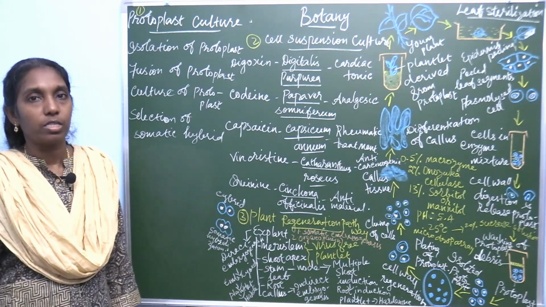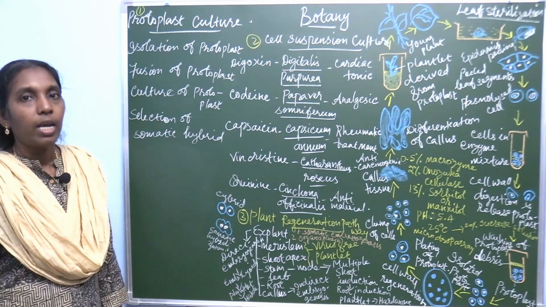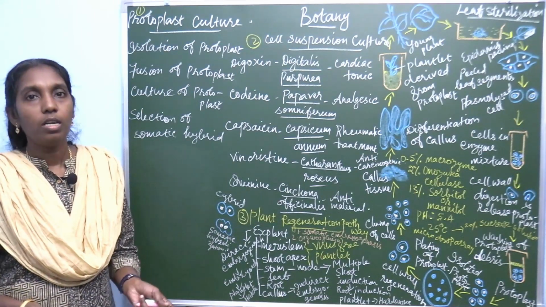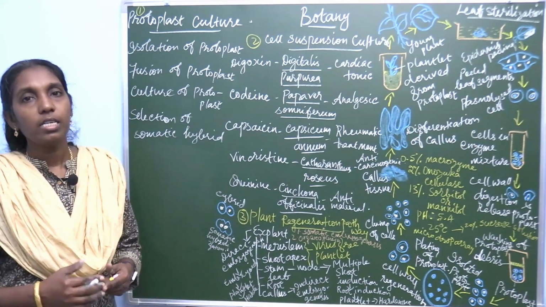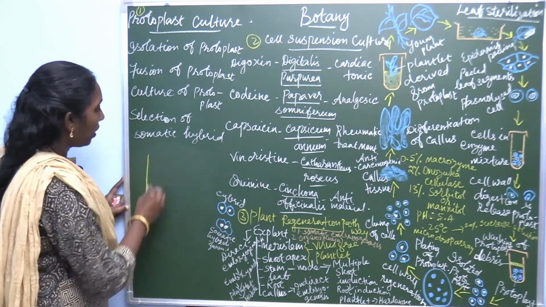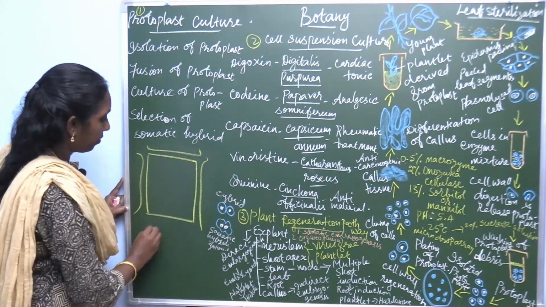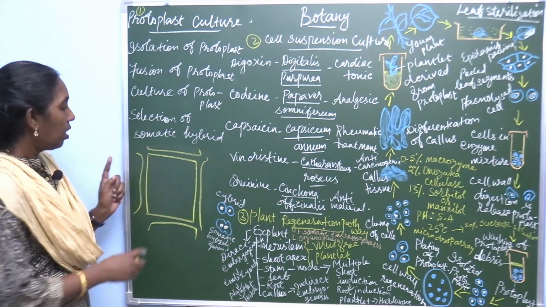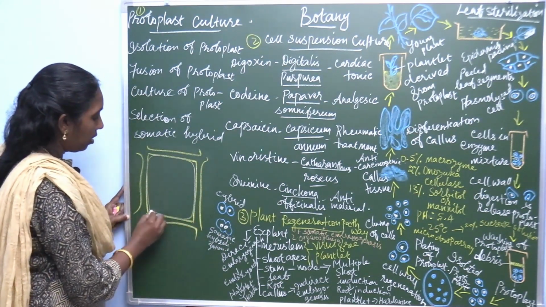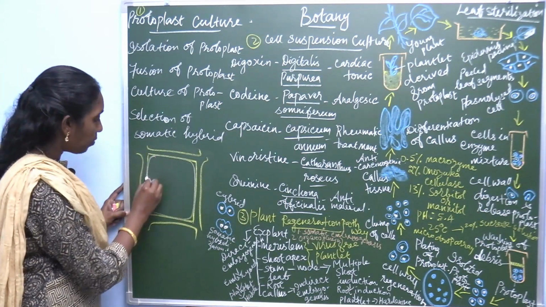Protoplast culture, 5 more questions. Protoplast culture. What is meant by protoplast? Protoplast is the cell without cell wall but bound by plasma membrane. If you take a plant cell, this is the plant cell which contains a cell wall. Inner to this there is a plasma membrane. So protoplast starts from this plasma membrane.